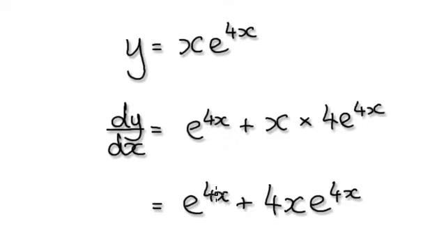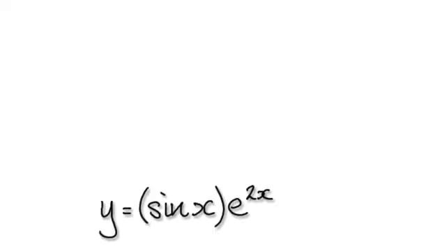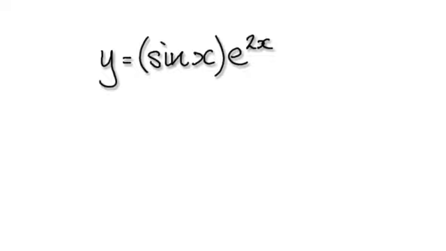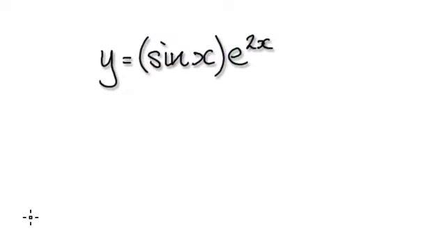Okay, so next one here. Here again you've got to use the product rule, because you've got one block here multiplying with another block here, and you're differentiating it with respect to x. So here you can see x in this block, x in this block here. So you've got to use the product rule again. Okay, so work out dy by dx. So press pause and have a go.